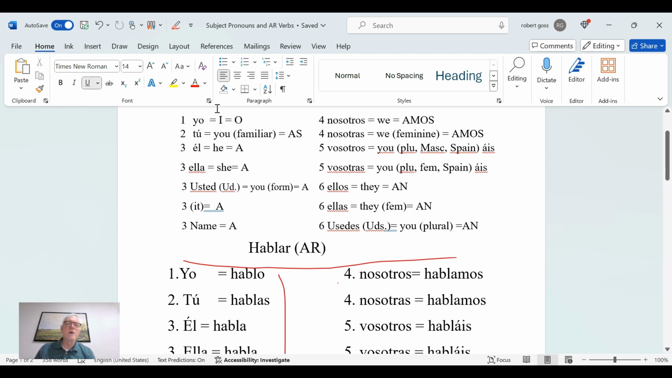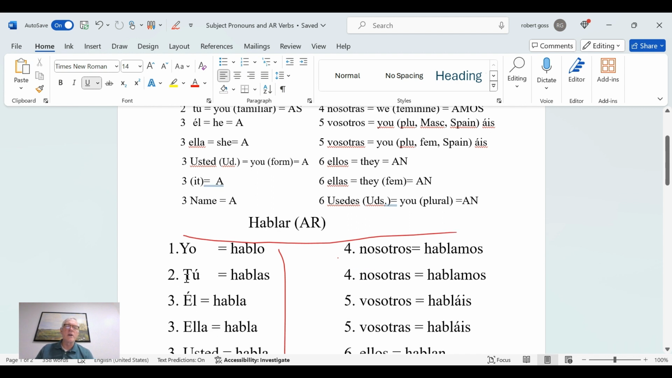Number 2, we have tú, and that means you familiar. You familiar would be somebody that's your friend or a relative, a peer, somebody your own age or somebody that's younger than you. We would cross off the AR and put the AS ending. So down here we have tú, we cross off the AR, we put AS. We get tú hablas, you speak. We could take any verb and cross off the AR and put an AS, and that would mean you do the action of that verb.